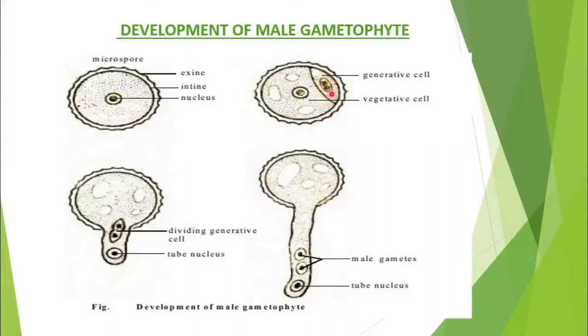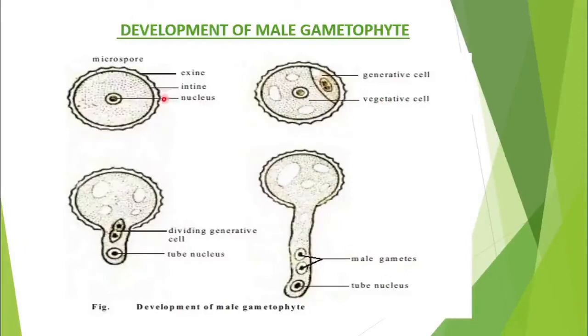But the nucleus of the generative cell is quite large and it has a very small vacuole. While the vegetative cell is bigger in size, its nucleus is comparatively smaller and it contains many vacuoles. The name generative cell is given because in future this cell is going to generate two male gametes. And vegetative cell means it is not going to generate anything.